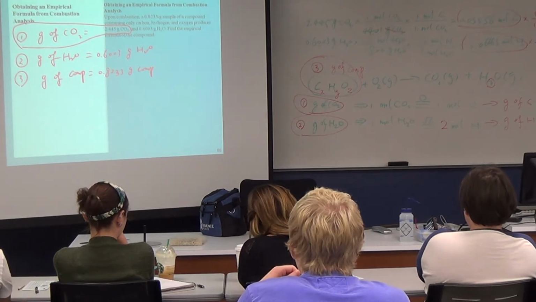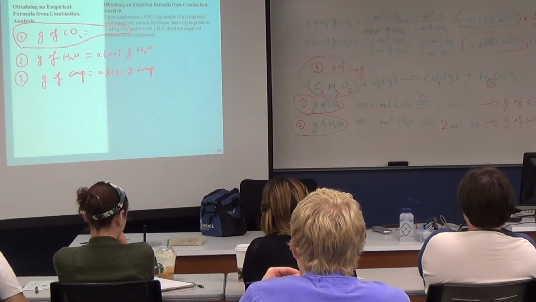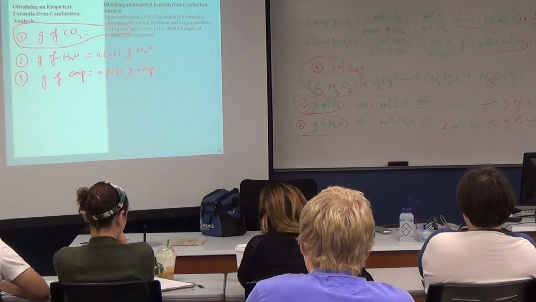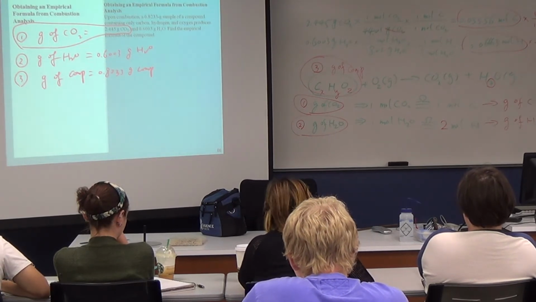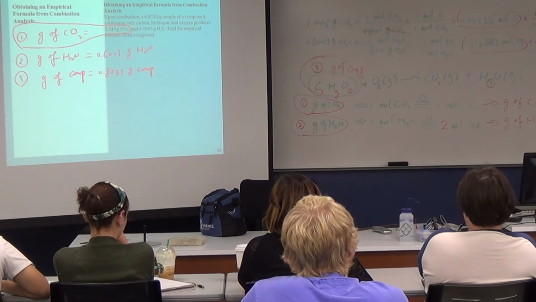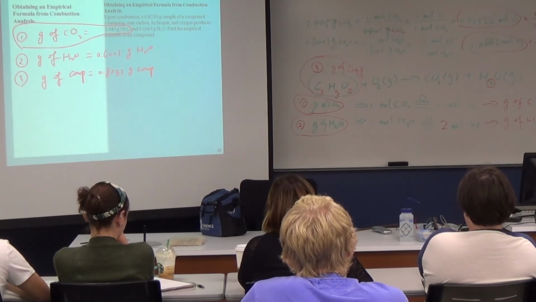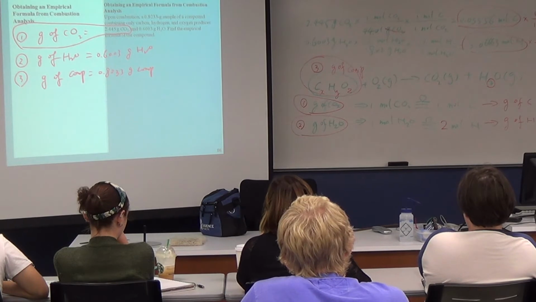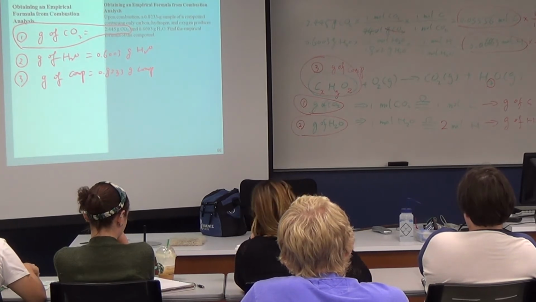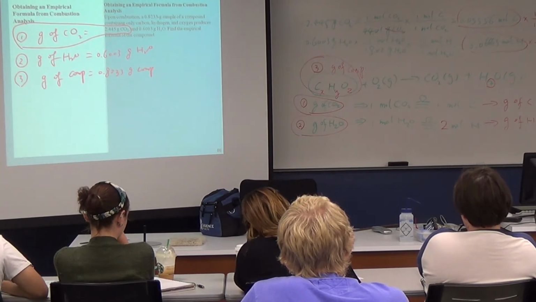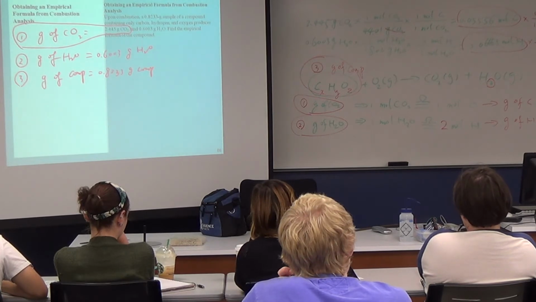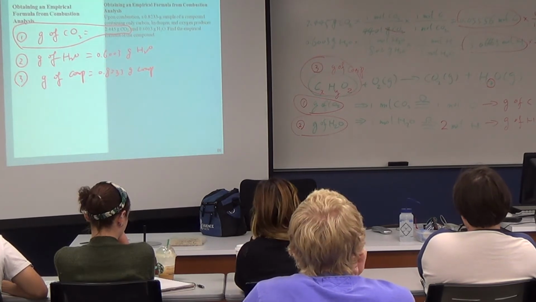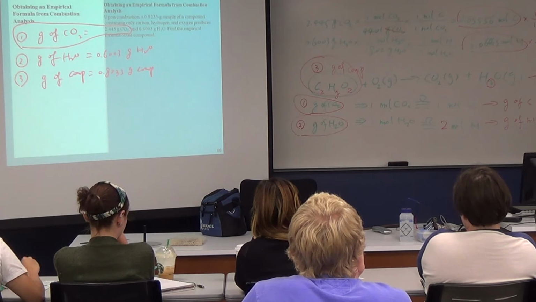Alright, so what do we do next? We want to find out the mole of oxygen, because we already have the moles of the other two. If you have a mole for every element, you're pretty much almost there for the formula. So what do we do now to find out the mole of oxygen? We take the gram of oxygen equals the gram of compound minus the others.